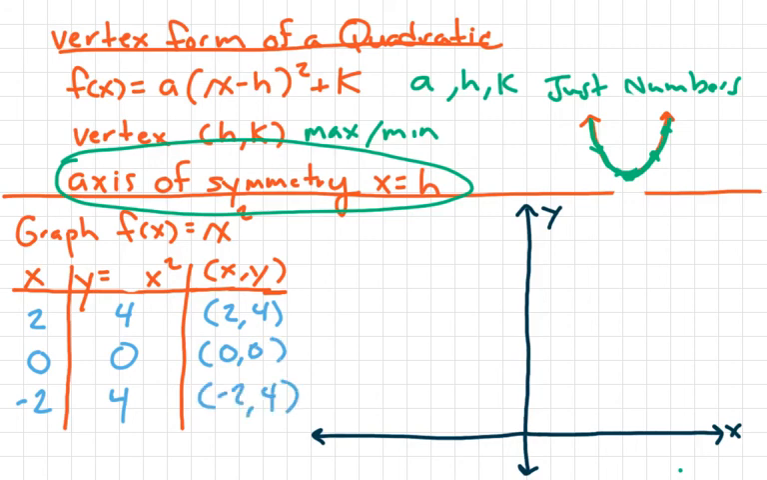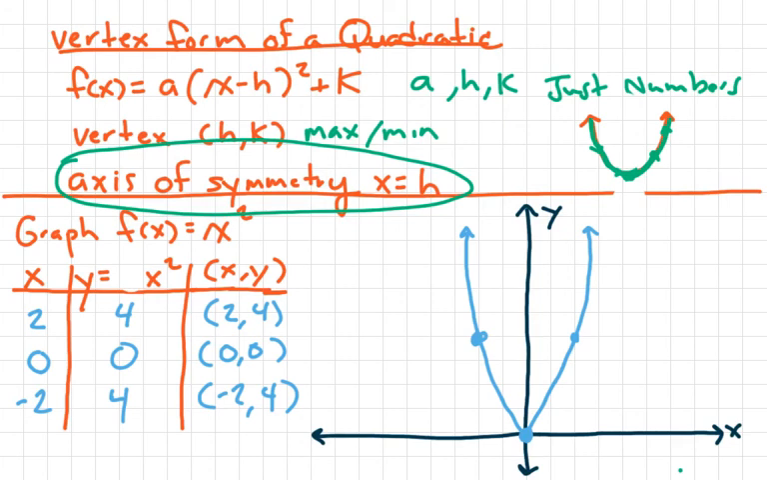Okay, let's graph those. At 2, it's 4: 1, 2, 3, 4. At -2, it is also positive 4. And our parabola looks something like this. It's not perfect. Maybe I'd want you to draw a couple more points, but this is what your basic parabolic shape looks like.